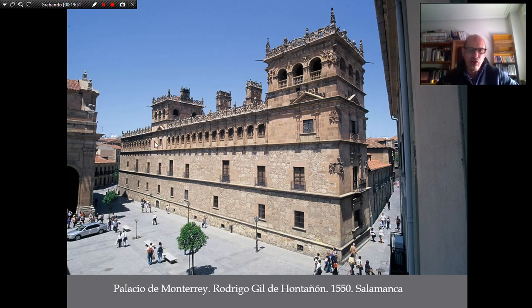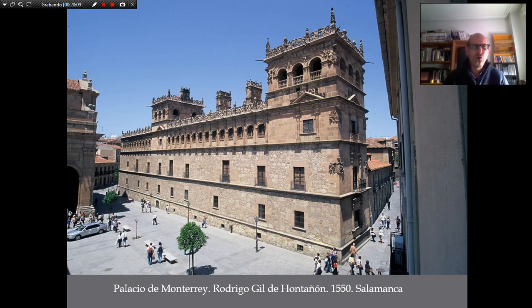Look at the windows, so typical from Rodrigo Gil de Ontañón, or these balconies, middle point arches and a little balcony. It's a way to decorate that is going to be followed by a lot of artists, for example, in the beginning of the 20th century.